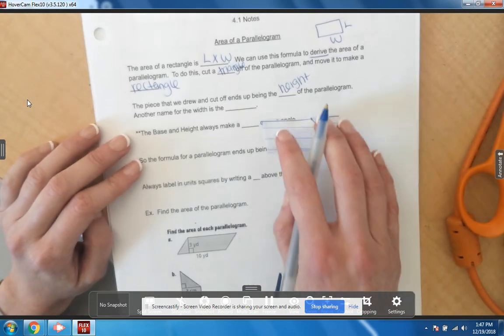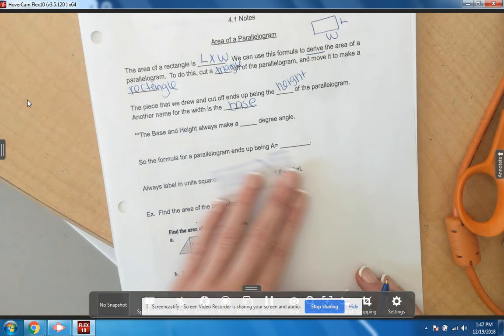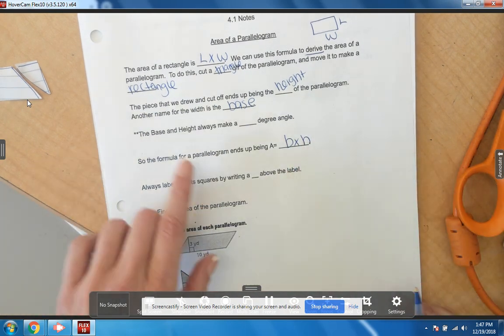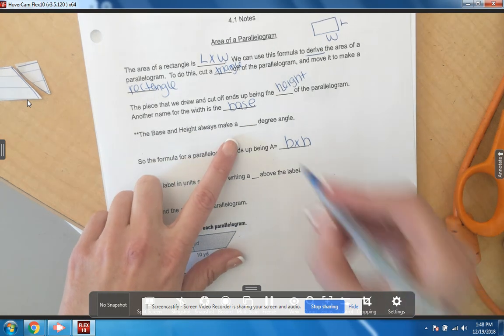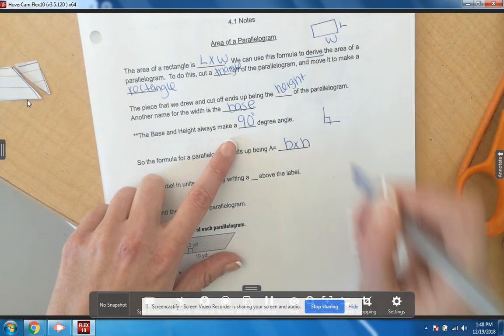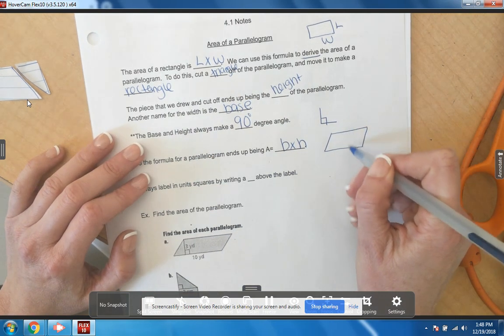So another name for the width is the base. So our formula is going to be base times height. And an important thing to notice is the base and the height have to make a 90-degree angle. So a 90-degree angle looks like this. That's a 90-degree angle.